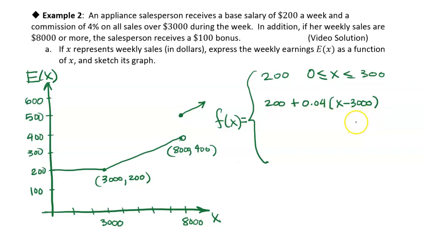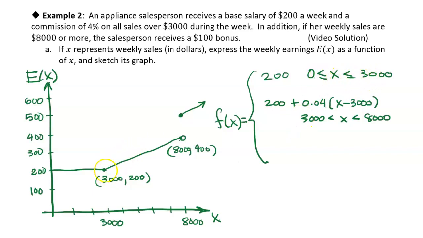If she sells $5,000 of appliances, she'll get the $200 plus 4% of 2,000, right? Because $5,000 would be 2,000 over 3,000. Okay, so this is for sales between 3,000 and $8,000. Now I'm not going to include the endpoints on this one. Whoops, it should be just $3,000. I already included 3,000 in the other end.